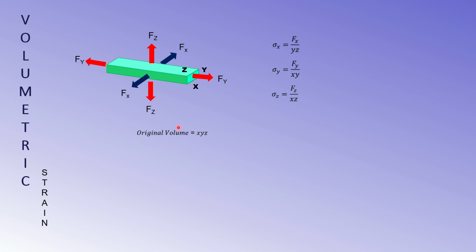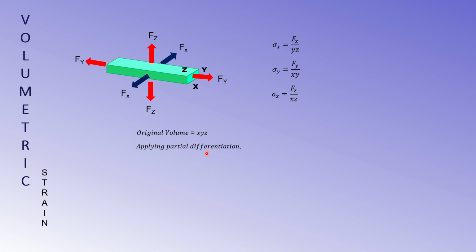Okay, so that will give you the original volume of x, y, and z. Applying partial differentiation, we are using partial differentiation here to determine the changes in volume.